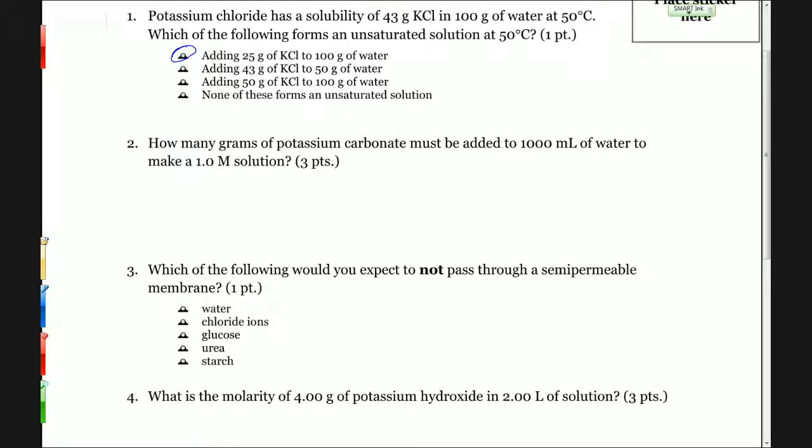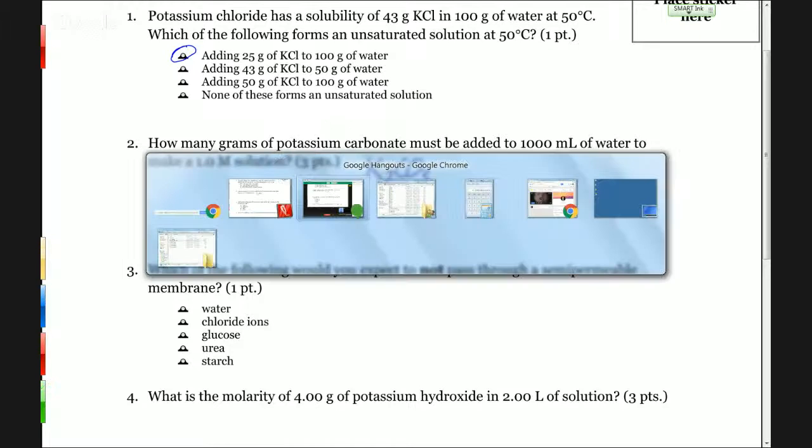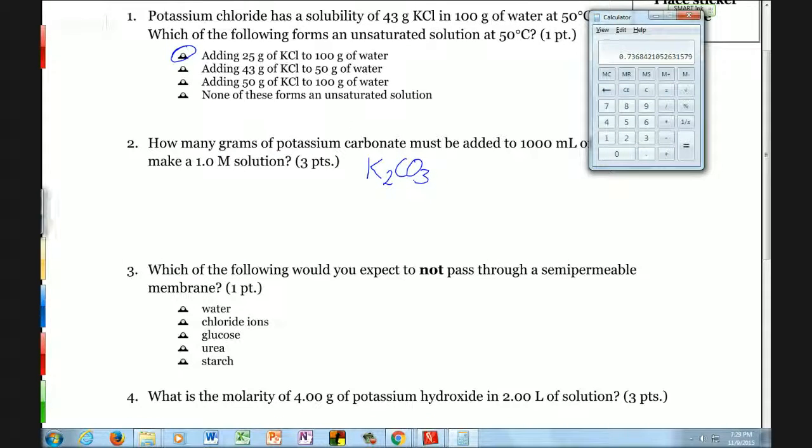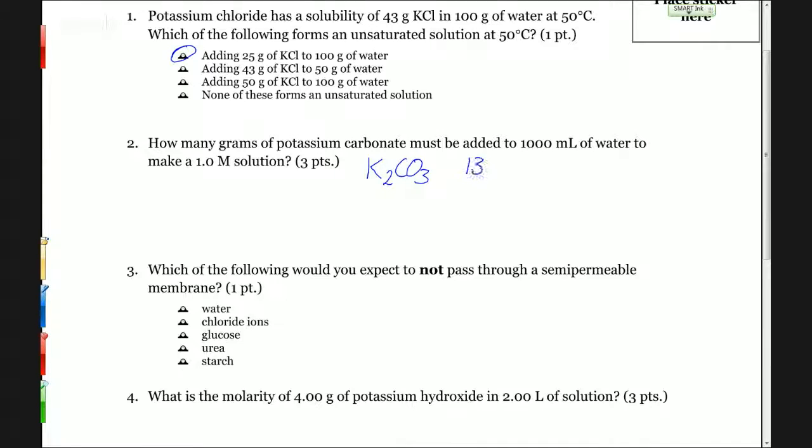All right, some more solution chemistry. So potassium carbonate, we need a formula for that so we can get a molecular weight. So that's going to be K2CO3. And that weight, let's see, we've got 39 plus 39 plus 12 plus 16 plus 16 plus 16, 138. So that's 138 grams per mole.